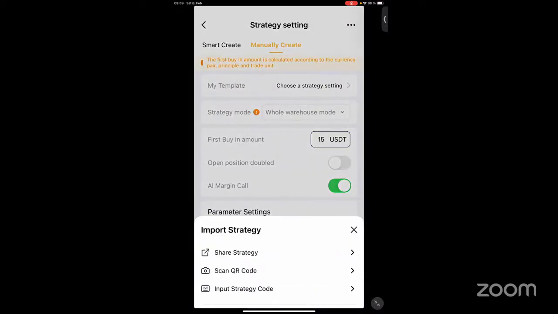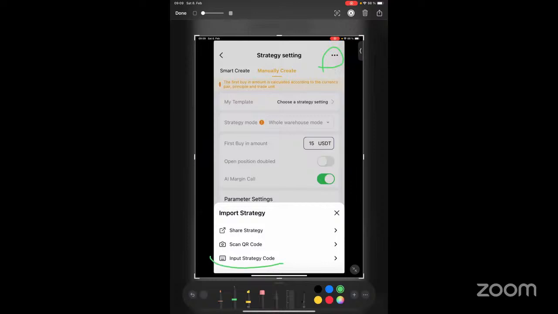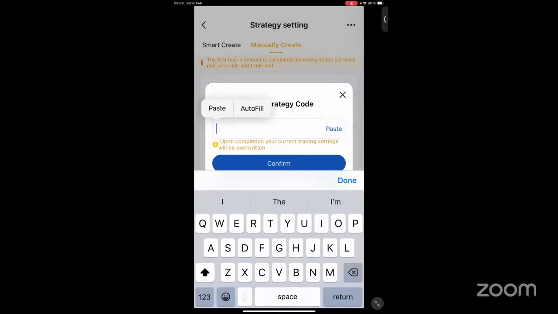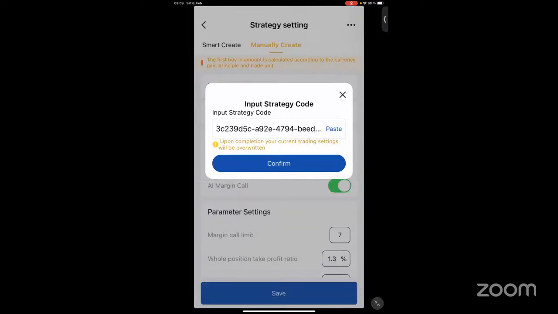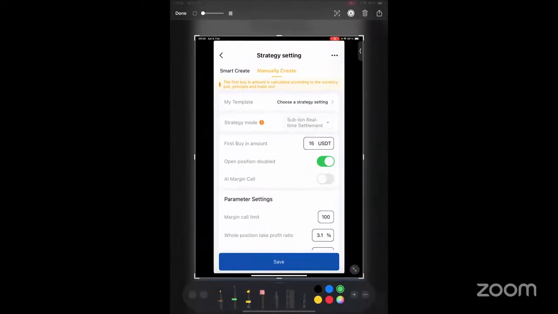So I'll tap on the three dots again at the top right corner. Input strategy code, or you can use the scan QR code if you took a picture. So I tap on input strategy code, then I paste. Then I tap on confirm. Once I do that, my margin call limit of 7 becomes 100.